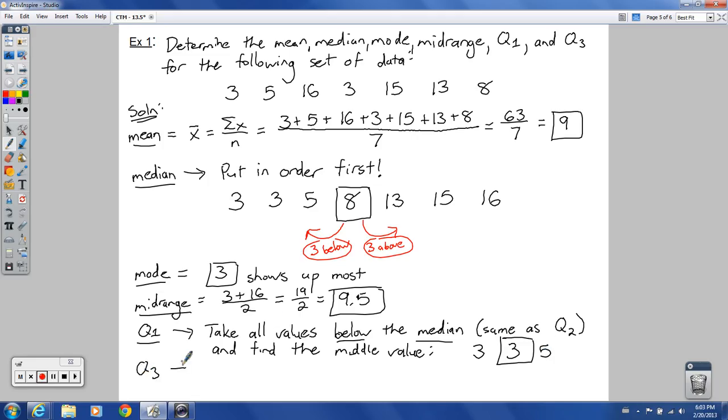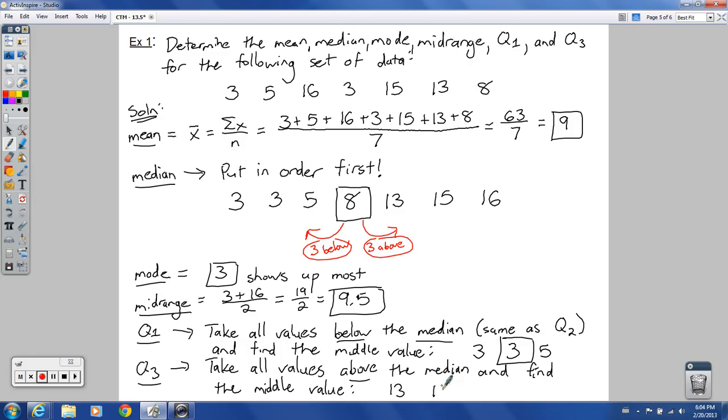For quartile 3, the same sort of thing now, except for the other part. This is 25% of the way. This is going to be 75% of the way with the listed data. And so we're going to take all values now above the median, and find the middle value. And so that would be, writing it down, 13, 15, and 16. The middle value is 15. And that does it for example 1.